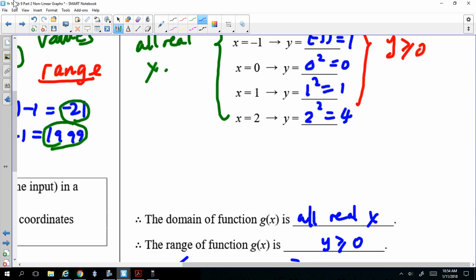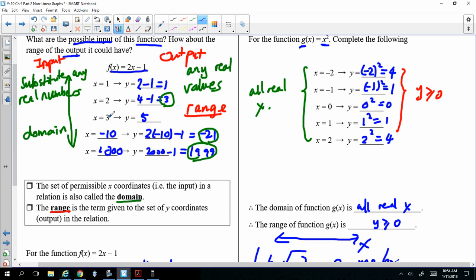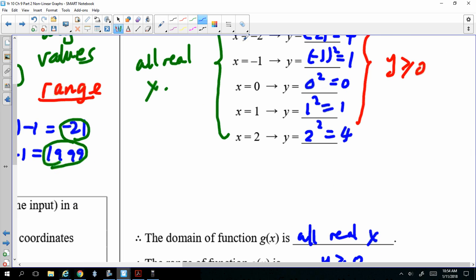All right, any questions? Now, before we go to the next page, I still want to say something about it. If I were to draw this graph, you know what the graph looks like. It looks like this. So that's the graph, and we're going to draw the parabola, right?